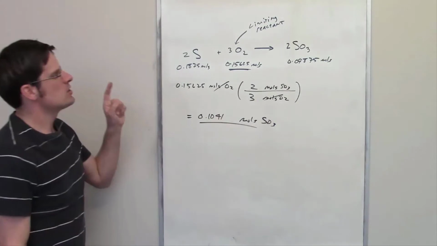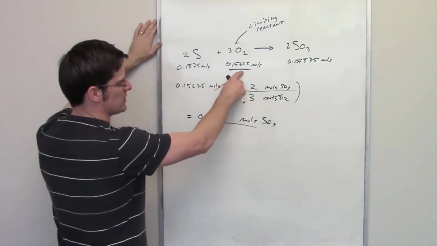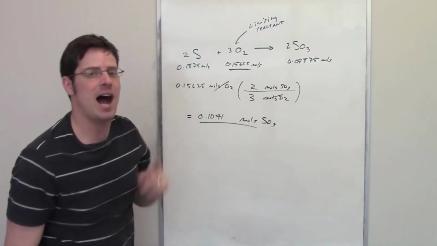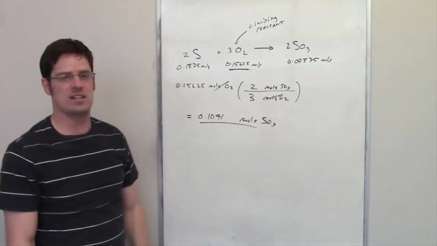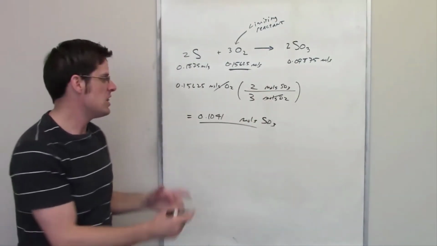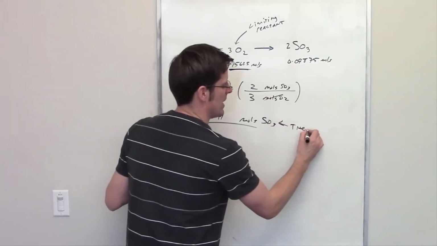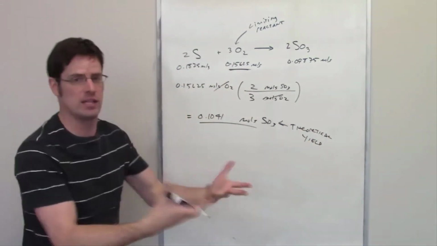And that number comes out to be 0.1041. So in this reaction, I've got excess sulfur. I threw in 0.15625 moles of O2. If everything went perfectly, I should get out 0.1041 moles of SO3 out the other end. This is what I should have gotten if everything went perfectly. This is my theoretical yield. The amount, theoretically, that I should get if everything goes perfect.